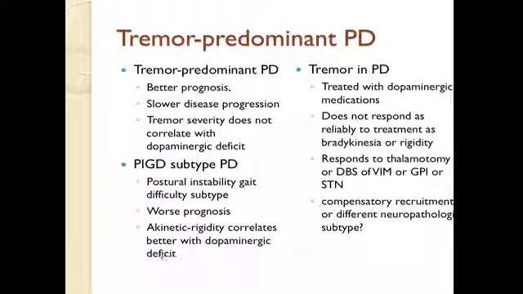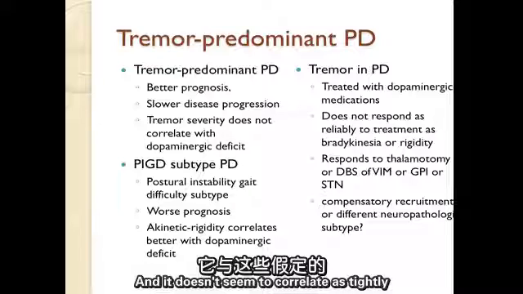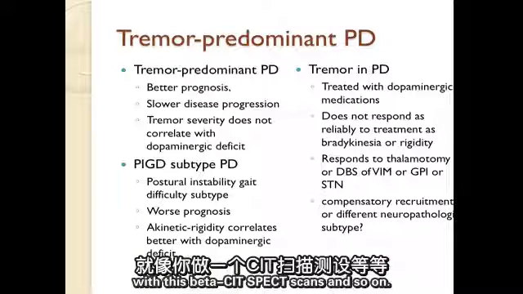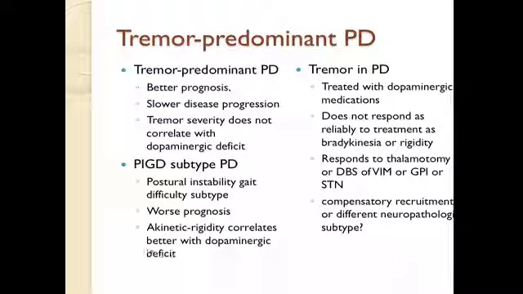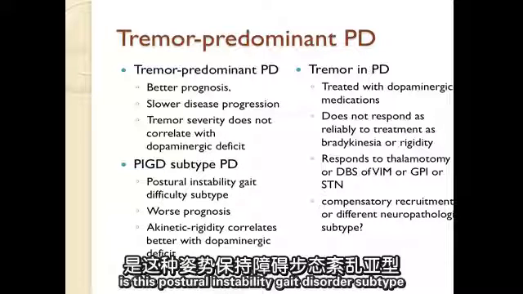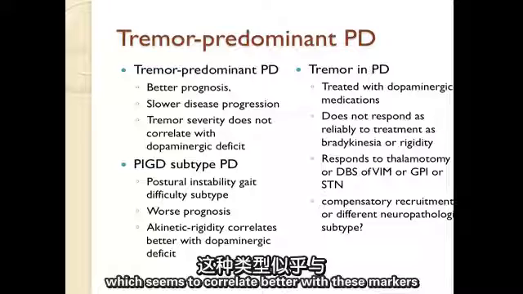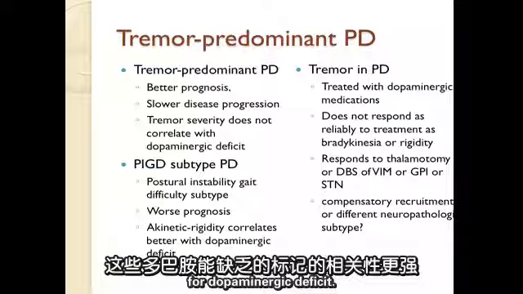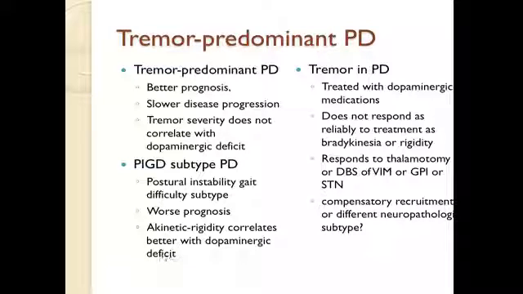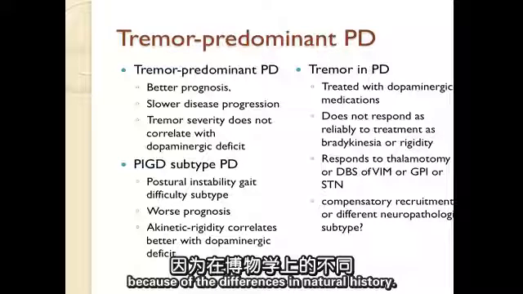Tremor-predominant Parkinson's disease tends to have a better prognosis and a slower disease progression. And it doesn't seem to correlate as tightly with these presumed biomarkers of dopaminergic deficit, like you get with beta CIT SPECT scans and so on. The other type of Parkinson's disease is this postural instability gait disorder subtype, or akinetic rigidity subtype, which seems to correlate better with these markers for dopaminergic deficit. And so when you look at clinical trials of Parkinson's disease, you're usually mixing these two up. And then post hoc, often they are distinguished from each other because of their differences in natural history.